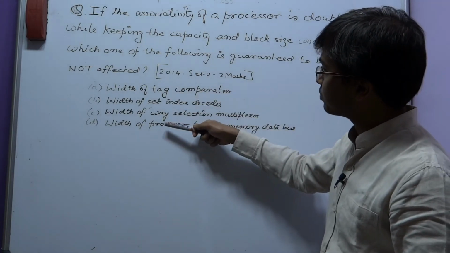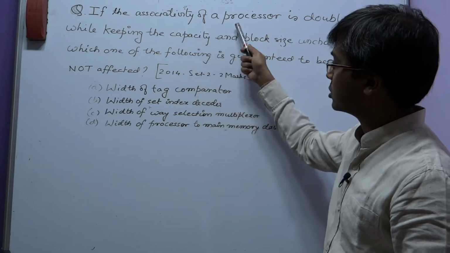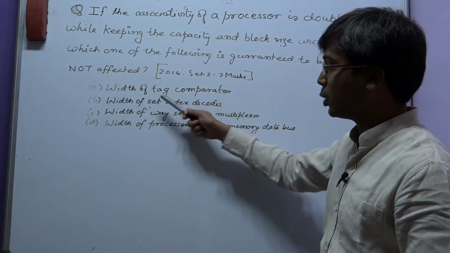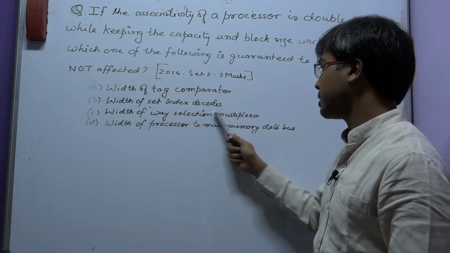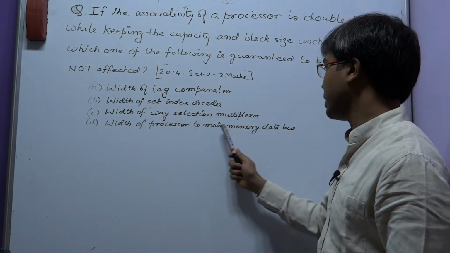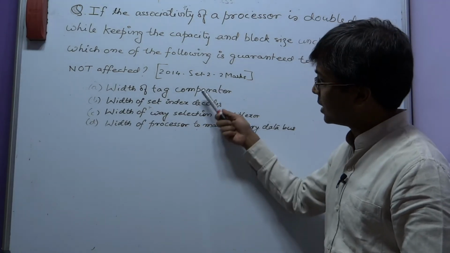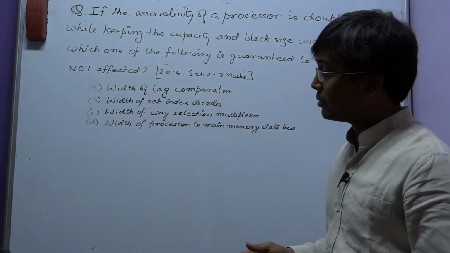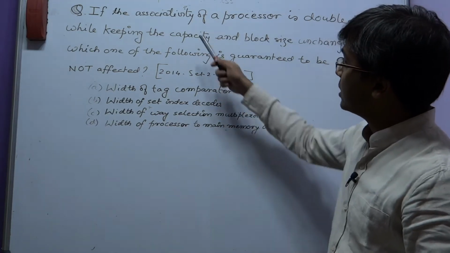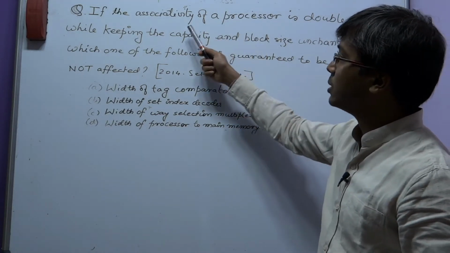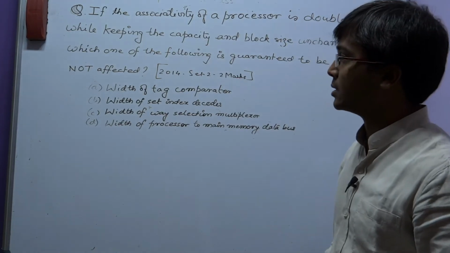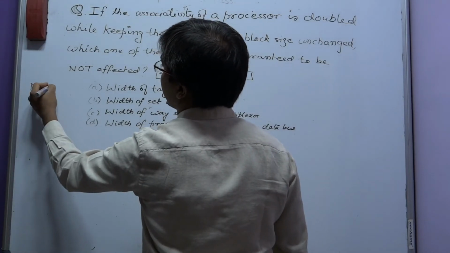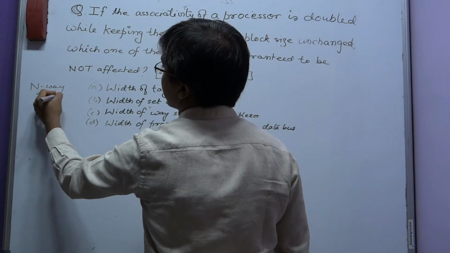Four options are given. We need to determine which one of the following is not affected by the associativity of a processor: width of tag comparator, width of set index decoder, width of way selection multiplexer, width of processor to main memory data bus. These are the hardwares involved in an n-way set associative cache. Associativity of a processor is the same as the value of n in an n-way set associative cache.